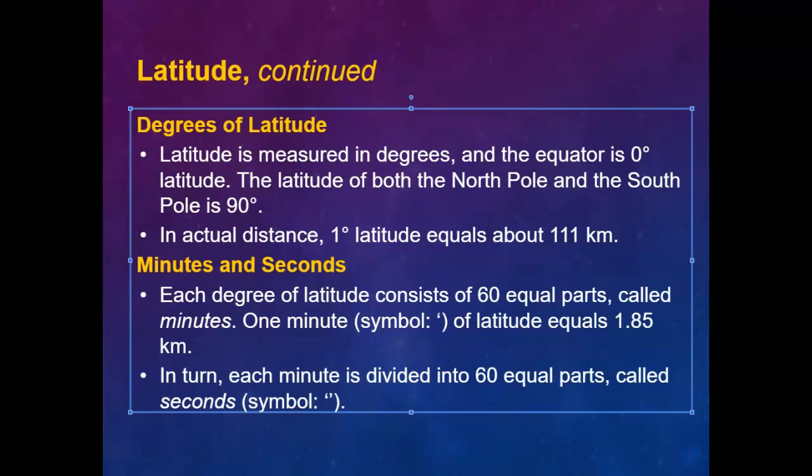But let's keep going. Over on your notes, you'll notice it says A blank, that's degrees, 1 degree. 111 kilometers equals 1 degree. The number of degrees between the equator and the poles is 90. B is minutes. 1 degree equals 60 minutes. And C is seconds. 1 minute equals 60 seconds. All right. So that's one of the measurements.